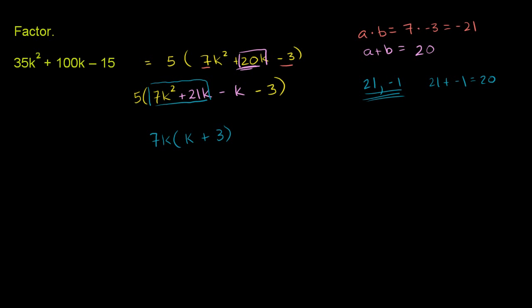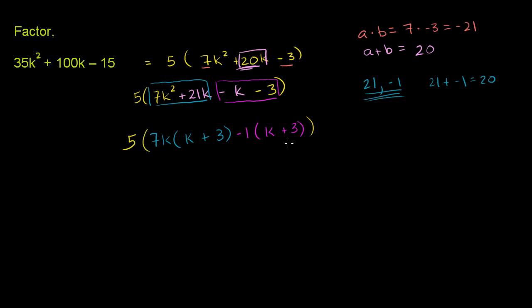And then we can look at this group right here. They have a common factor. Well, we can factor out a negative 1 if we like. So this is equal to negative 1 times k divided by negative 1 is k. Negative 3 divided by negative 1 is positive 3. And of course, we have this 5 sitting out there the whole time.